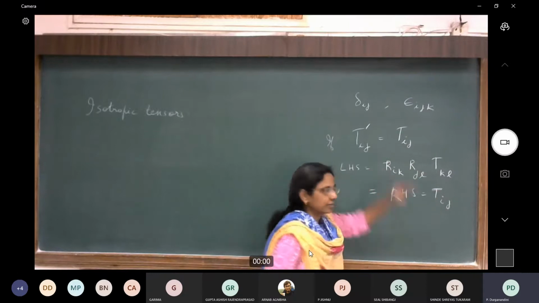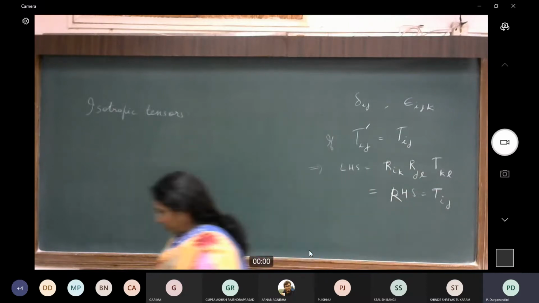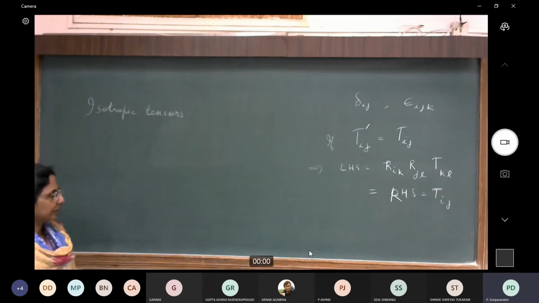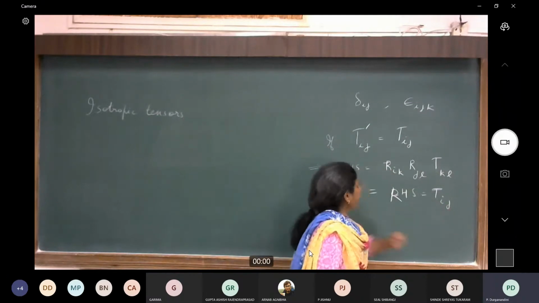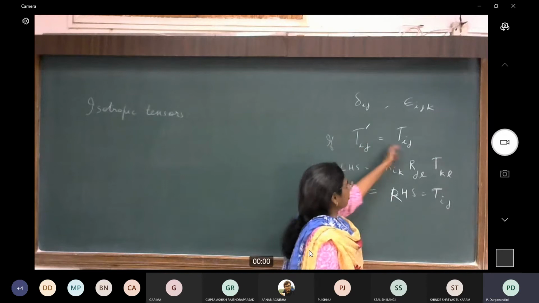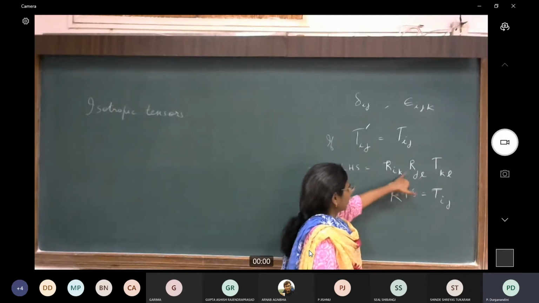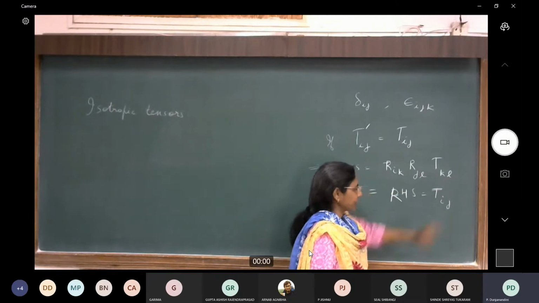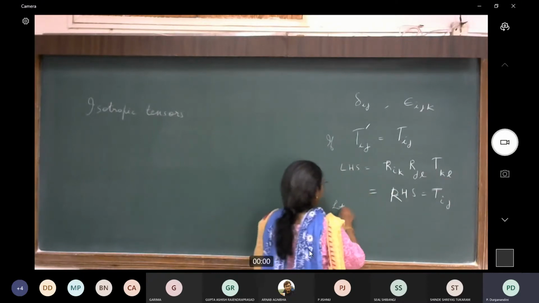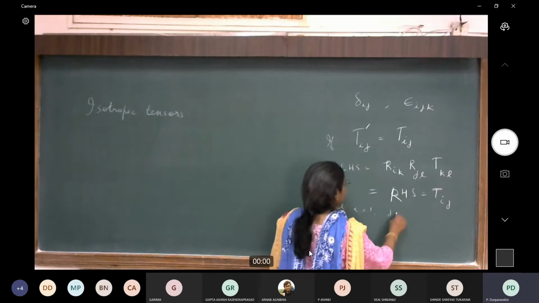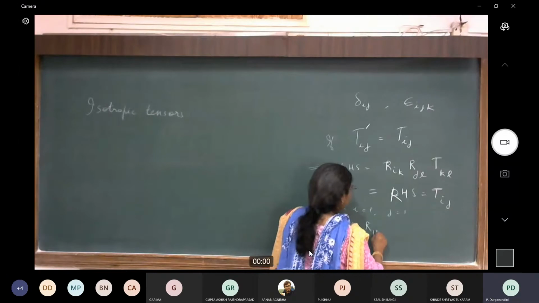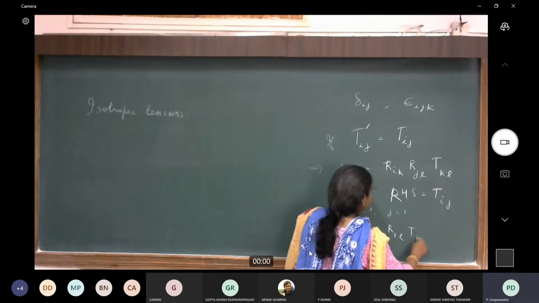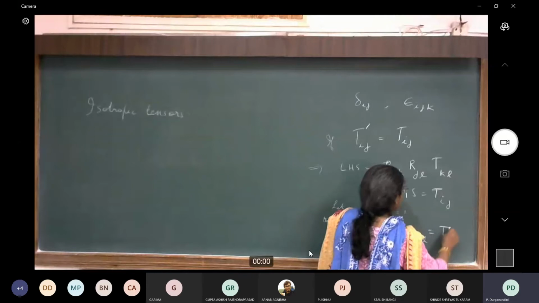That itself will impose constraints on what possible values this Tij can have. The way to prove this is the following: take, for example, T11 here. I need T prime 11 to be equal to T11, or in other words, that will tell me R1k, R1l, Tkl should be equal to T11. Okay, so I just illustrate how one can do this. Let i equal to 1, j equal to 1. Then what this implies is that R1k, R1l, Tkl must be equal to T11.